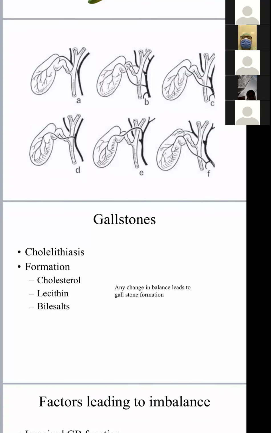Bile salt. Any change in the balance of these three leads to the precipitation of crystals that form into the stone. Okay?